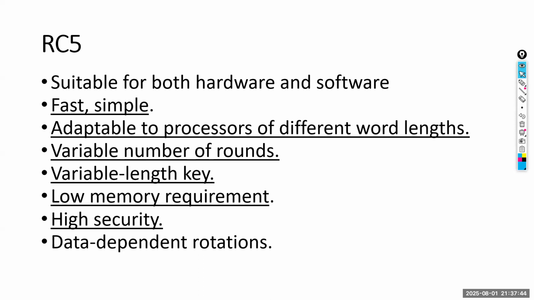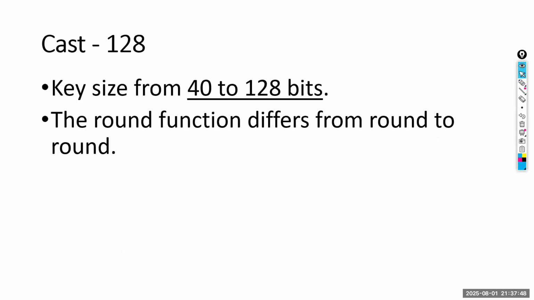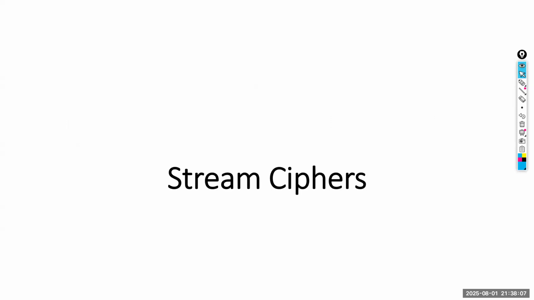Another symmetric key block cipher is CAST-128. The key size again varies from 40 to 128 bits. Again, the number of rounds depends on your exact version. So that's it about symmetric key block ciphers.